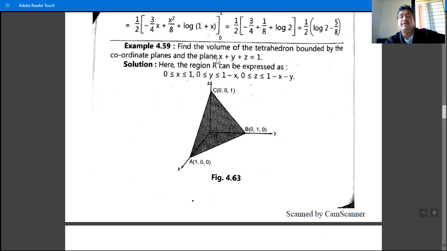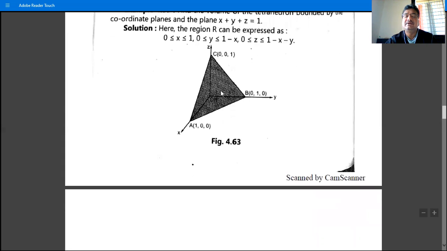Or instead of this process, we can also apply another. First, find the value of x, that is 1 minus y minus z, as its upper limit, and the lower limit is 0. Then substitute x as 0 and find the value of y, that is 1 minus z as the upper limit and the lower limit is 0. And then substitute x and y as 0, then the limit of z is 1, therefore 1 is the upper limit and the lower limit is 0. So either apply this procedure or the other procedure.